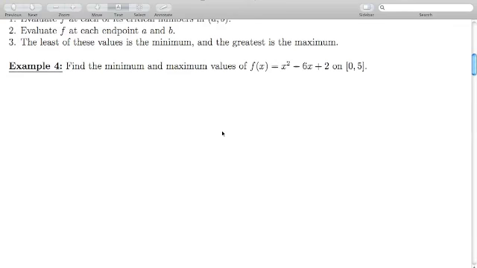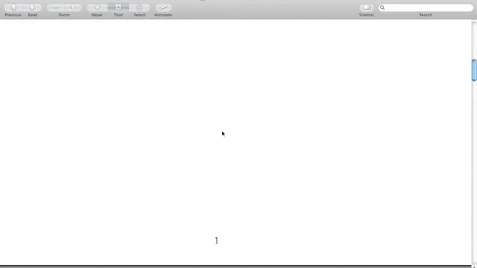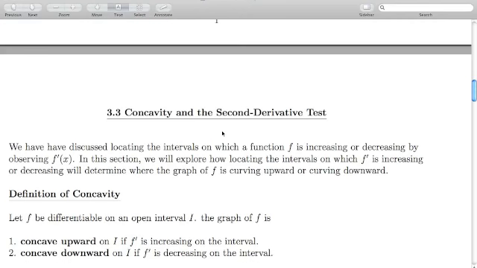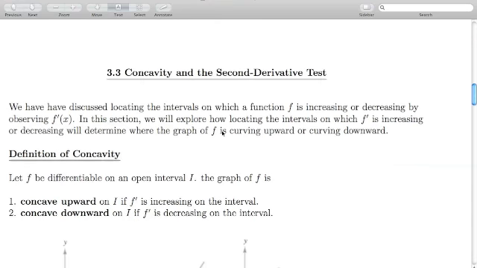Now we're going to move into 3.3. 3.3 is on concavity and the second derivative test. So thus far we've discussed locating the intervals on which a function f is increasing or decreasing by observing f prime. Remember, if f prime was positive, it was increasing. If f prime was negative, it was decreasing.